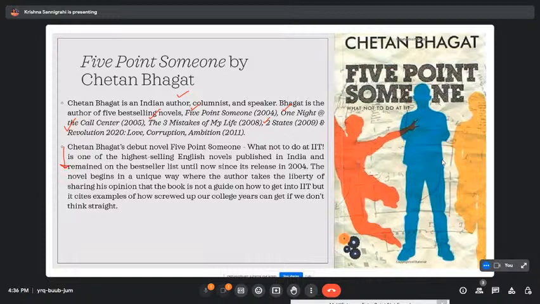and this reference is found everywhere. The novel begins in a unique way where the author takes the liberty of sharing his opinion that the book is not a guide on how to get into IIT, but it cites examples of how screwed up our college years can get if we don't think straight. So we have to remember it's about what not to do at IIT and not what to do at IIT.